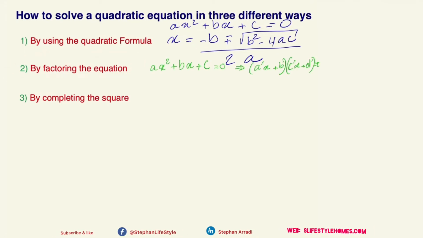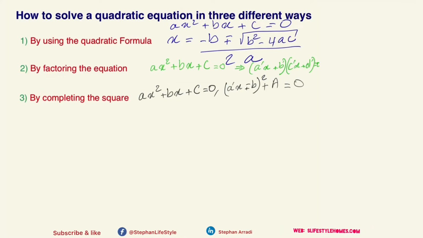The second way is factoring the equation. If we have ax squared plus bx plus c equal to 0, here we're going to make it something like this: (a'x plus b) times (c'x plus d) equal to 0. So it will be very easy to solve.